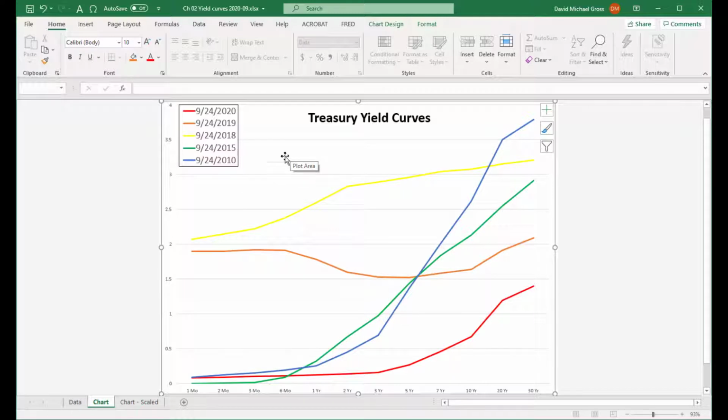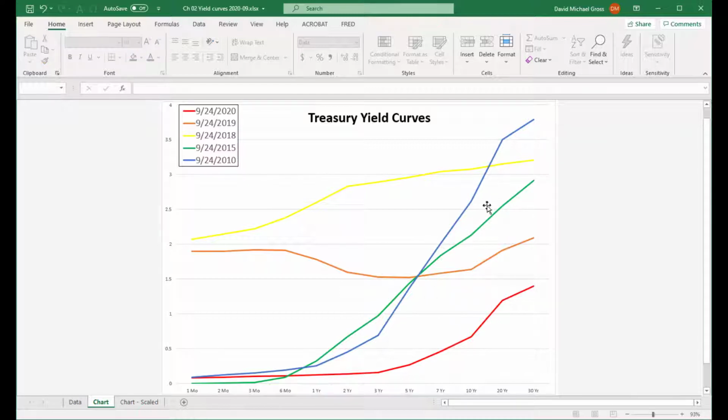And so let's just take a look at some of these values. So the most recent one is red, that's 924, and you can see this is fairly flat through 3 years, and then it's upward sloping. Here you can see a year ago I had this orange line with this sort of downward sloping dip in the middle, and we'll talk about what that means. Here is 2 years ago, the yellow line, and then the green line is from 5 years ago, and the blue line is from 10 years ago.